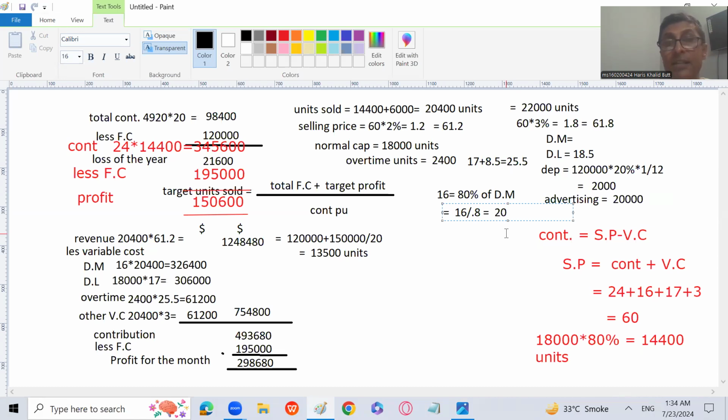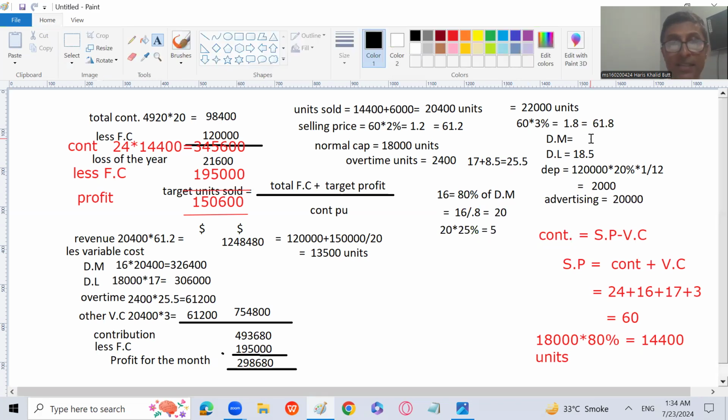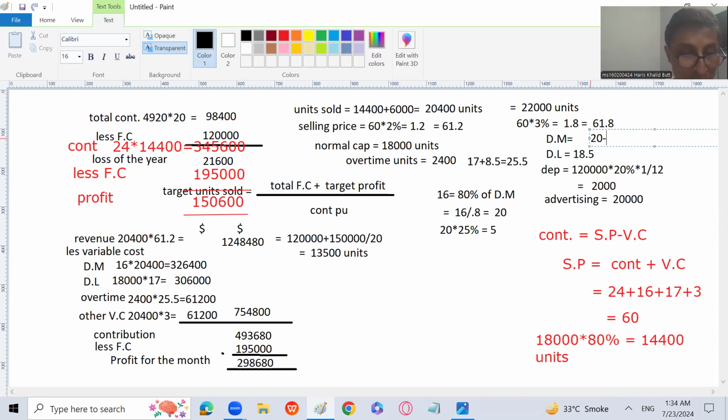Then we have been given a discount of 20%. If you calculate 20% of 20, you will get 4. And 20 minus 4, you will get 16. So this is how we got 16 earlier. But now this discount has been increased to 25%. So 20 multiplied by 25%, it will come 5. So now the direct material price is going to be 20 minus 5, that is going to be 15 rather than 16.